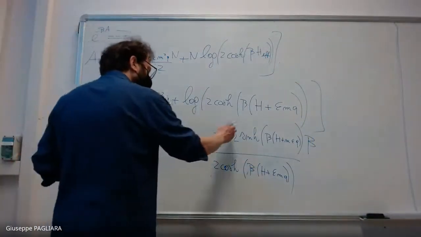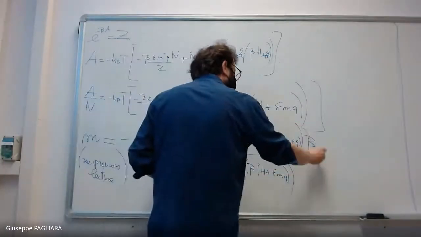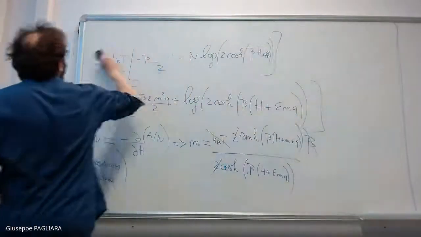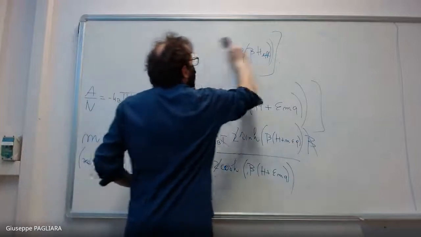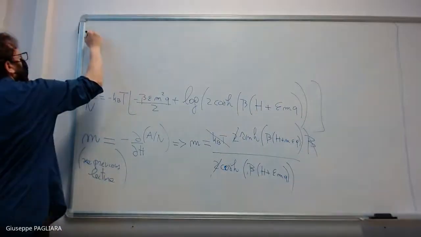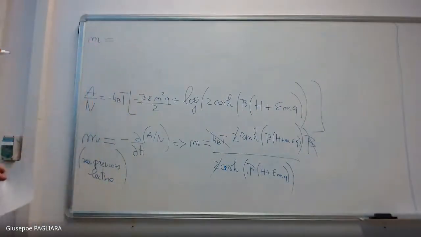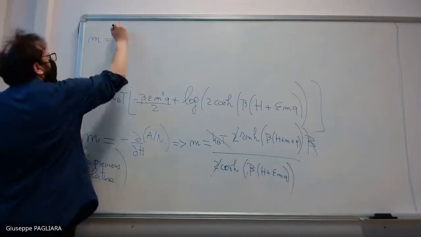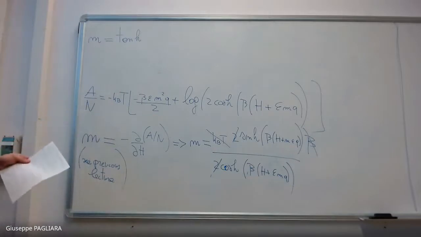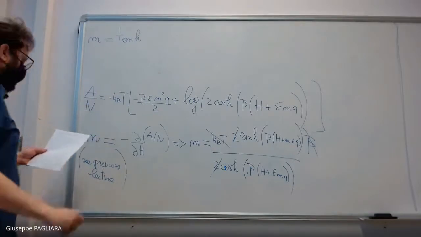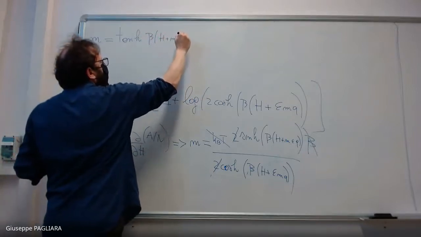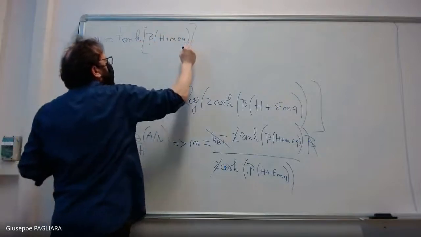And so these two drops, kbt, these beta drops, and then finally m has this very simple formula. So m is equal to the hyperbolic tangent of beta h plus m epsilon q. Beta h plus m epsilon q. Okay.